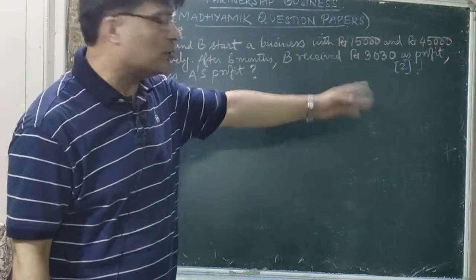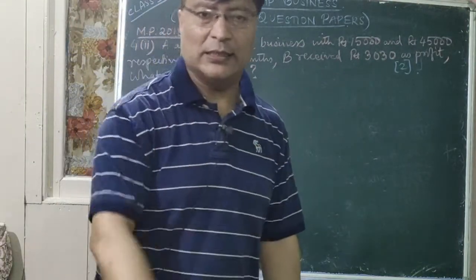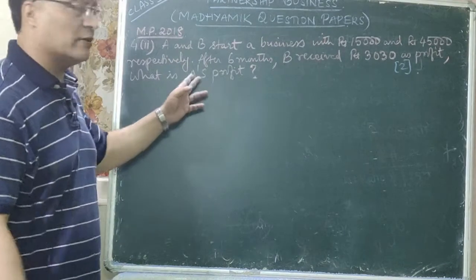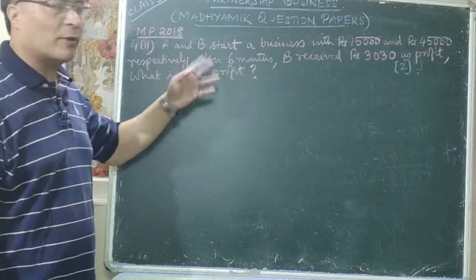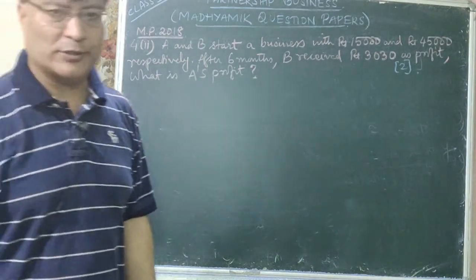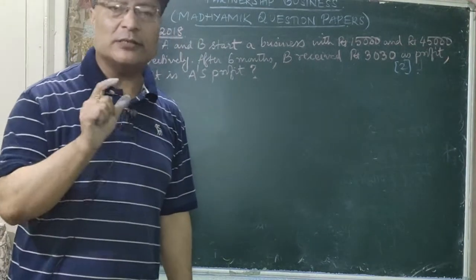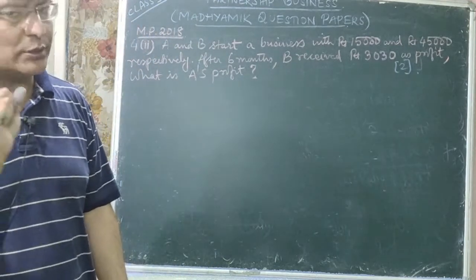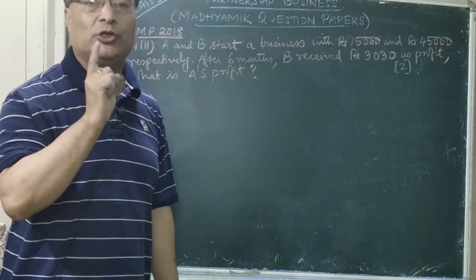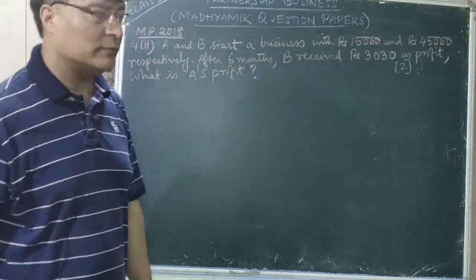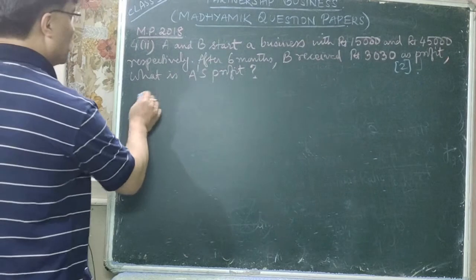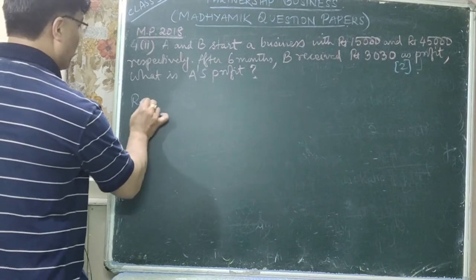After 6 months, B's profit is rupees 3030. So you have to find out the profit share of A. Earlier I told you that ratio of capitals is equal to ratio of profit. You have to remember this very well. If you remember this, you can do this problem. Okay, so now you have to find out ratio of capitals.